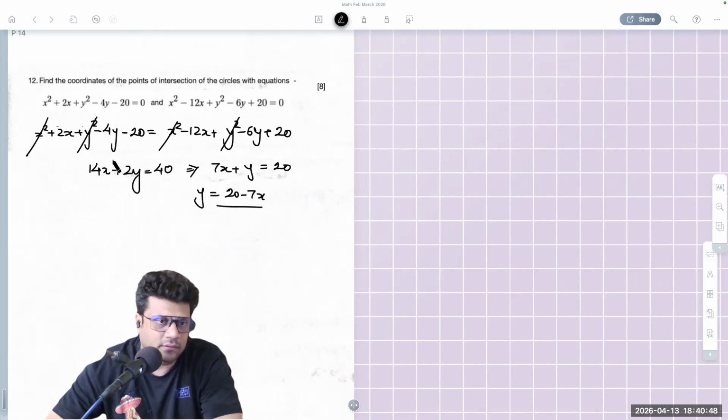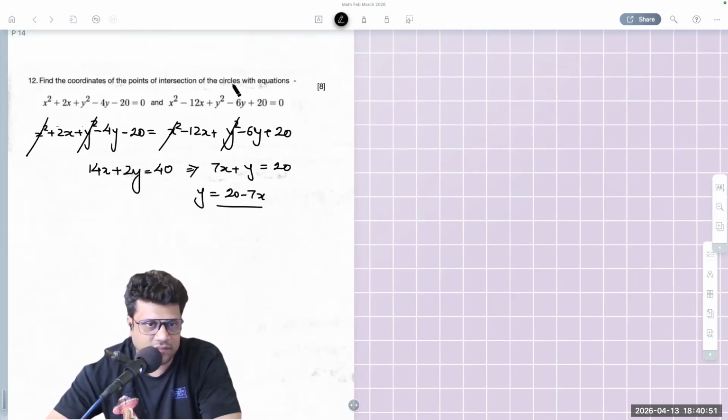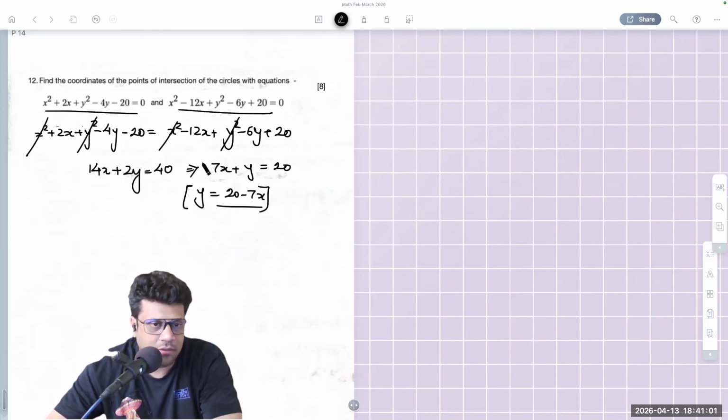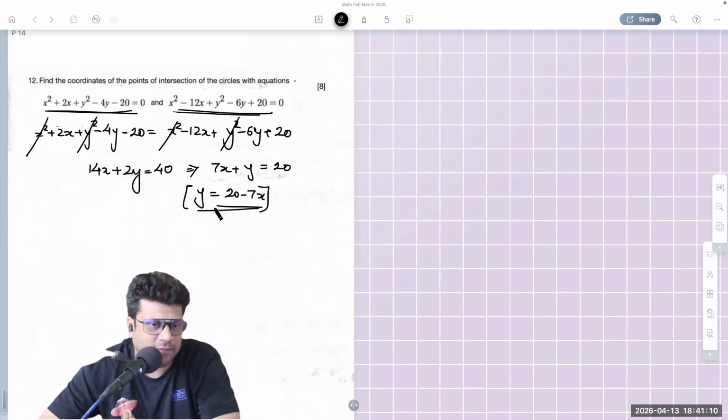Well, I know the points of intersection of the circles are parts of the circle. So the coordinates I get should satisfy these equations also. So not only do I have a linear relationship between the coordinates, I have these other relationships also. So I can use any one of them to find out the x and y. I'm going to use y equal to 20 minus 7x and substitute it anywhere there. Maybe I'll do it in the first equation.